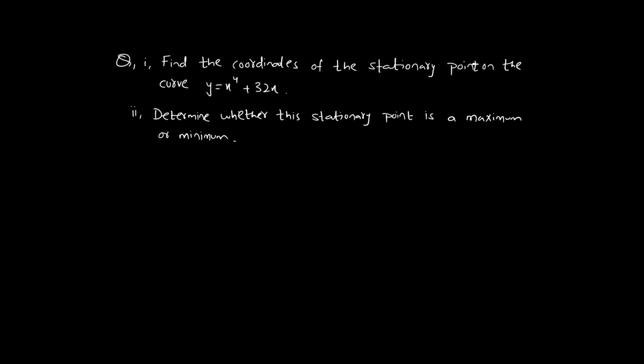So let's look at this question now. In part 1, you need to find the coordinates of the stationary point on the curve y equals x raised to the power 4 plus 32x. The way you will solve this question is, first of all, you will differentiate and obtain the gradient function, 4x cubed plus 32. Then in order to find the stationary points, you will set dy by dx as 0.